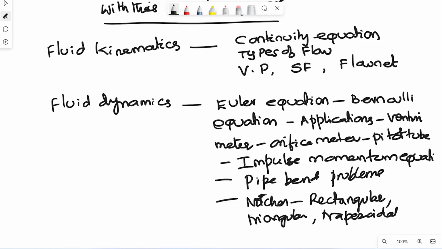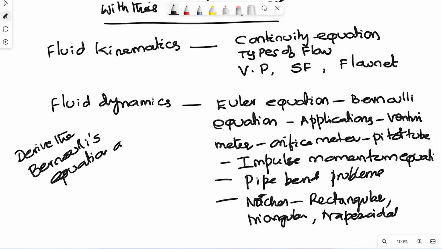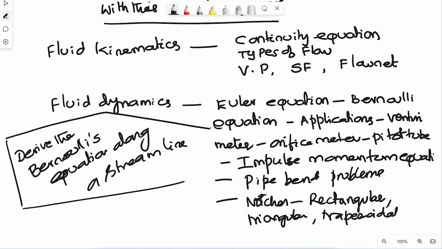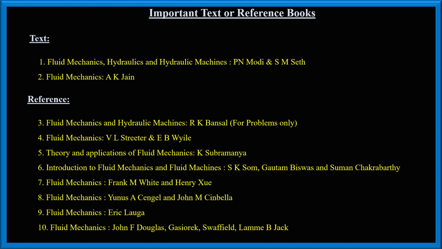Here, the recent question that was given is: derive the Bernoulli's equation along a streamline. In the regular class, what I have done is for three-dimensional flow in Cartesian coordinates, but this also you prepare. This is a recent semester exam question they have given. So with this, we'll close this topic and go into the next unit in our next class.